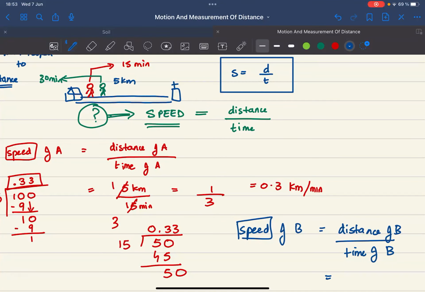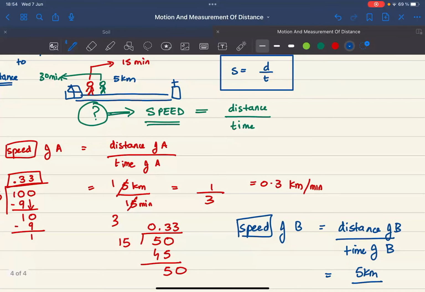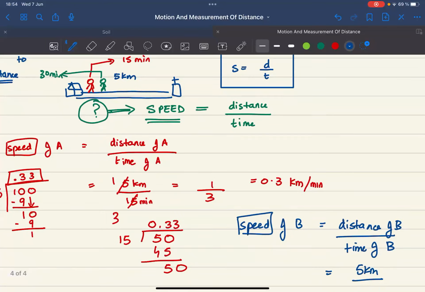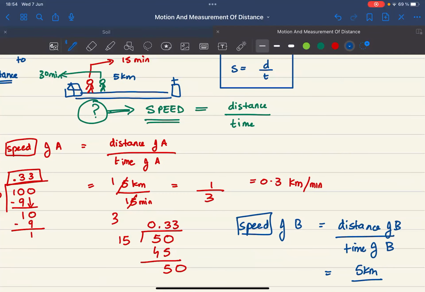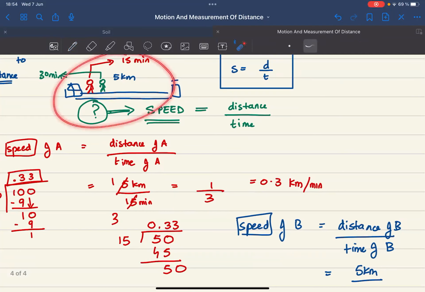What is the distance of B and what is the time of B? Ma'am, the distance is 5 kilometers. Time is 15 minutes. 15 minutes is already done, no? Look properly and tell me. 30 minutes.